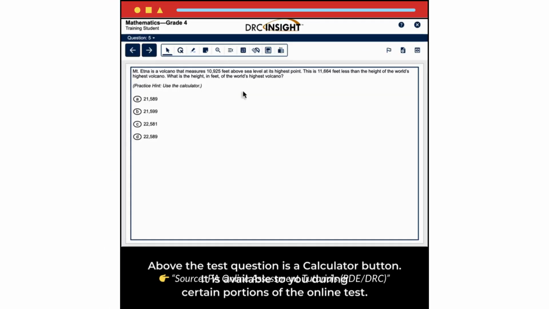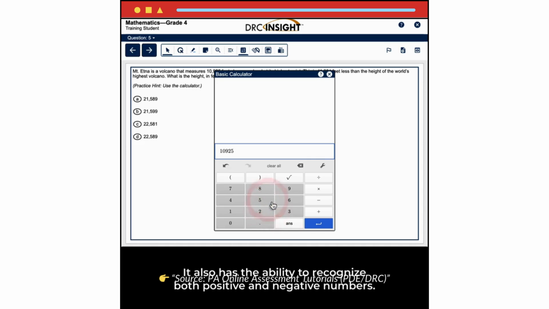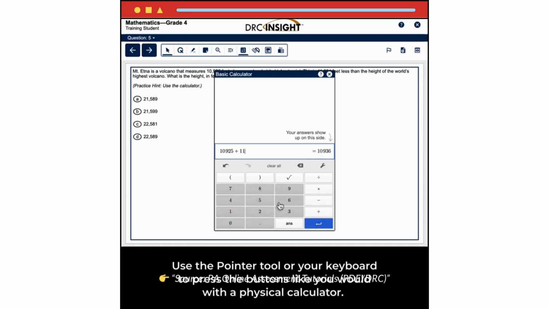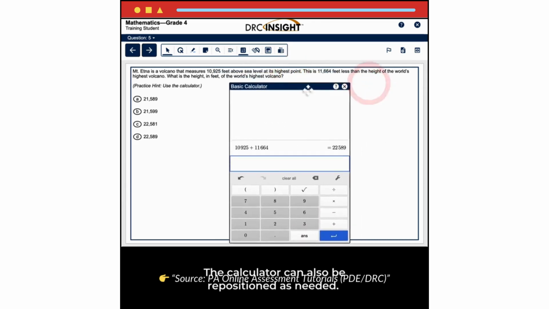Above the test question is a calculator button. It is available to you during certain portions of the online test. The basic calculator is a 4-function calculator: addition, subtraction, multiplication, and division. It also has the ability to recognize both positive and negative numbers. Use the pointer tool or your keyboard to press the buttons like you would with a physical calculator. The calculator can also be repositioned as needed.